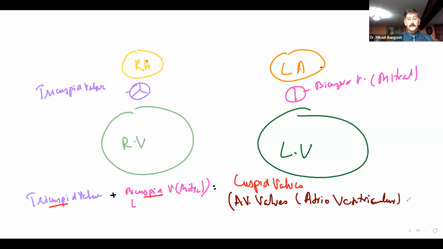So why do we call them the atrioventricular valves? Mainly because they are the valves in between the atria and ventricle. Did you guys get that? So what do we call the right atrioventricular valve or AV valve? The tricuspid valve. Whereas the left atrioventricular valve or AV valve is going to be the bicuspid valve or mitral valve.